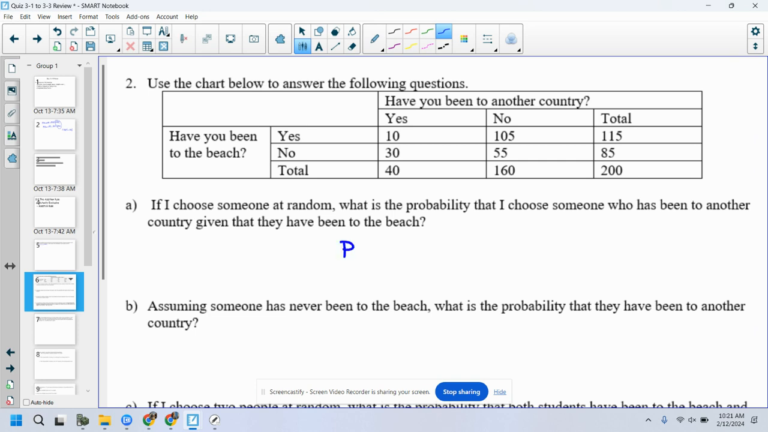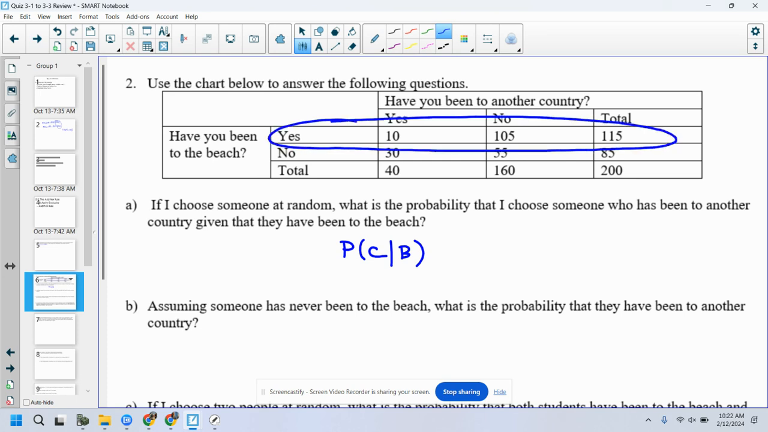So this is the probability of country given beach, right? Beach, yes, is my totals. Given that they have been to the beach, 115 total people. That's my denominator, right? And my numerator is that they have been to another country. 10. That make sense? 10 out of 115.